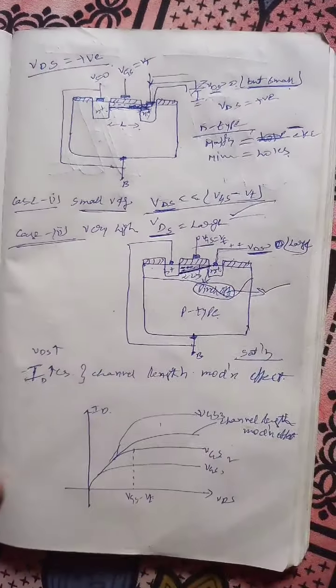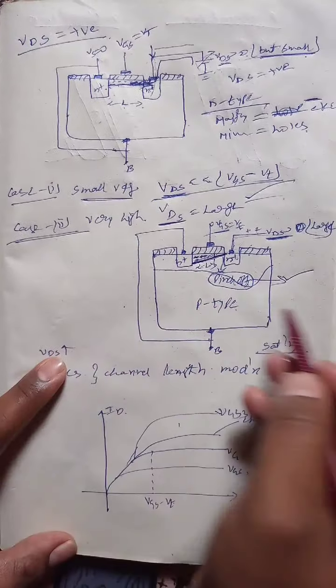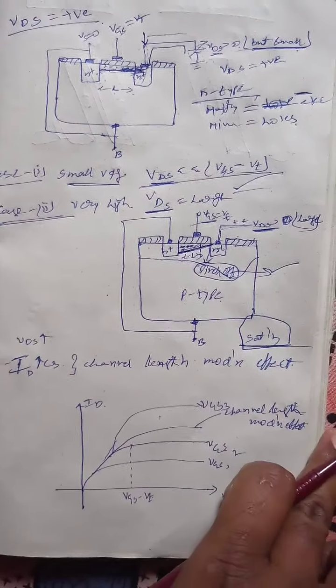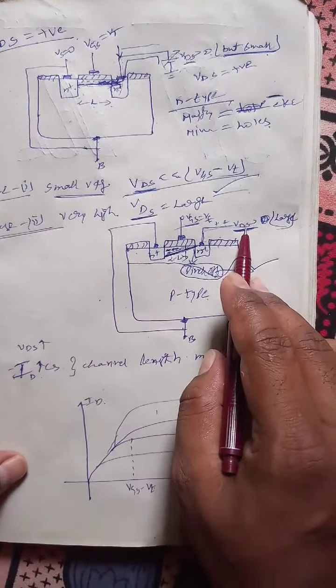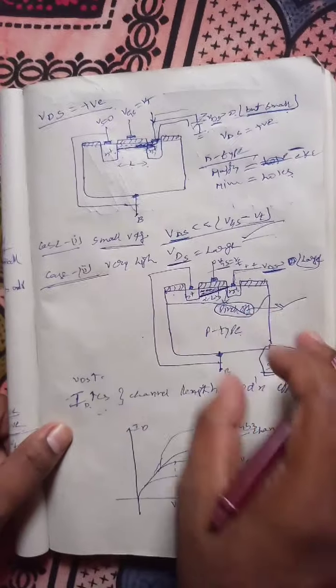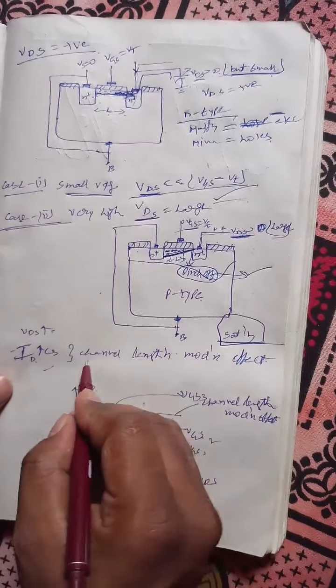After going to this pinch off voltage, our MOSFET will be in the saturation condition. As we are increasing the VDS, our ID, the drain current, will also increase in this particular channel. This is called the channel length modulation effect.